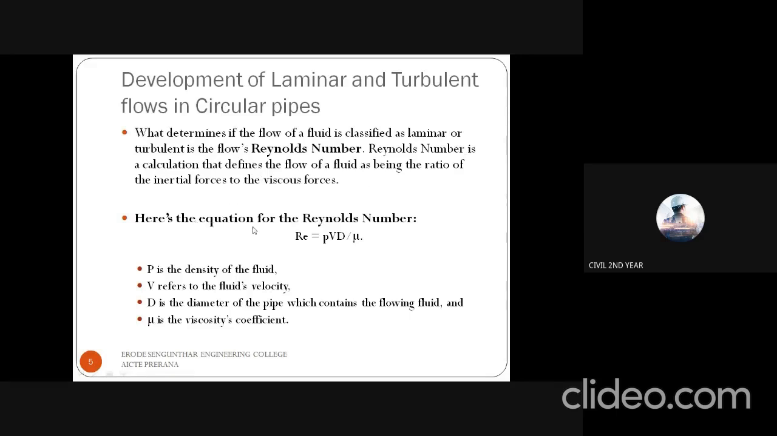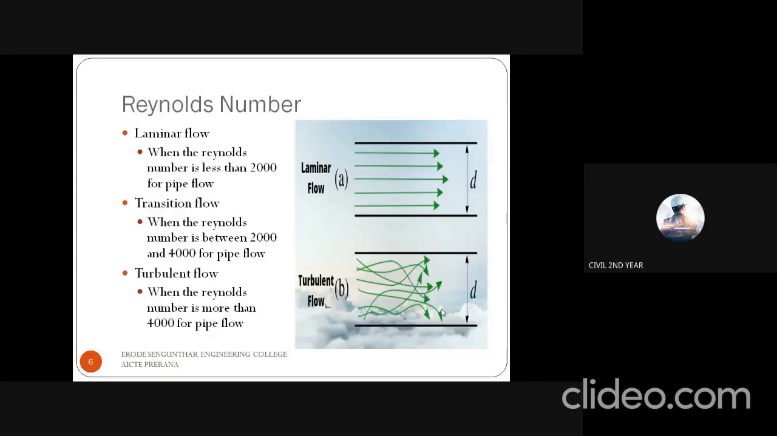So here is the equation for the Reynolds number. We shortly represent it as Re, which is equal to rho V d by mu. Here rho is the density of the fluid, V refers to the fluid velocity, d is the diameter of the pipe which contains the flowing fluid, and mu is the viscosity coefficient. So let me begin with the basic information of what the Reynolds number is.